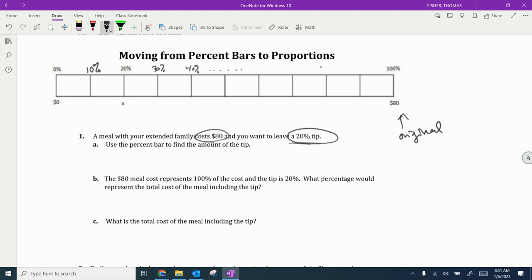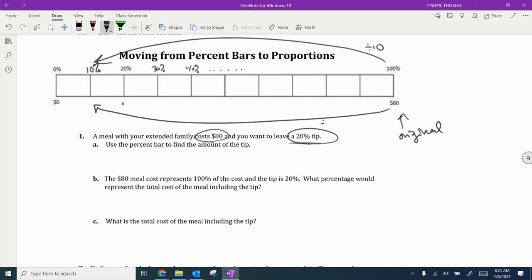To find the percent, or to find the tip, we're going to find 10% first. So 100% down to 10%. Think about how you would do that. Well, there are 10 tens in 100, so we're just going to divide by 10 and then divide this by 10. So that would be 8 here.